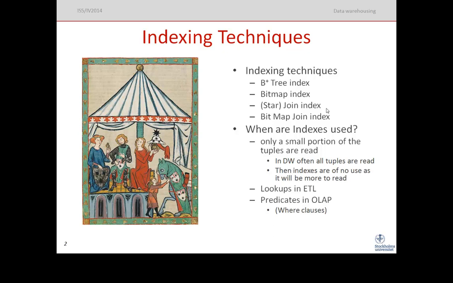And then predicates in OLAP. Predicates are usually found in where clauses. So it's operations like compare or greater than and so forth. And this eats up performance. So you can use indexes to avoid using predicates in OLAP. Instead of using a predicate in the tables, you can just go to an index instead. And we will see examples of that in join indexes specifically.